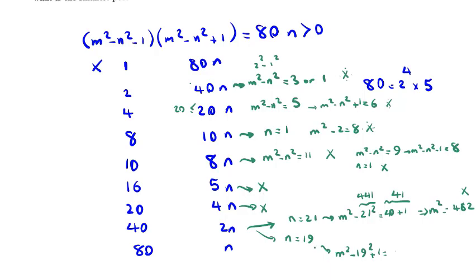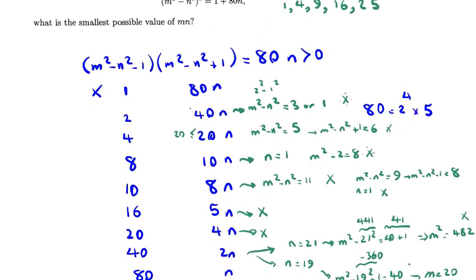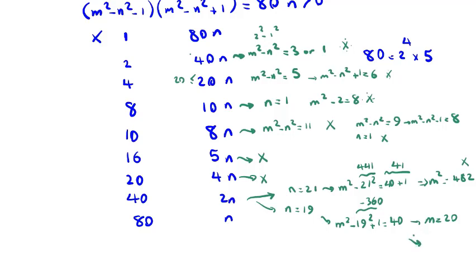m squared minus 19 squared plus 1 equals 40. And it will be minus 360. So m will be 20 for this case. Now m is 20, so here we found mn is what? 380. So for this one, it is this.